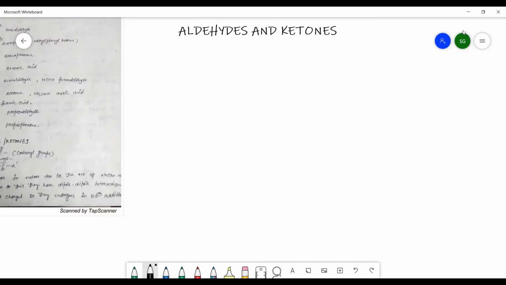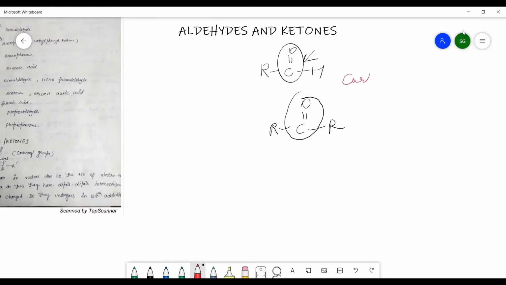Whenever you see the aldehydes and ketones, you can easily see that there is a C double bond O bond present. This C double bond O bond is known as the carbonyl group. In the aldehyde case, one alkyl group is present. In the ketone case, two alkyl groups are present.